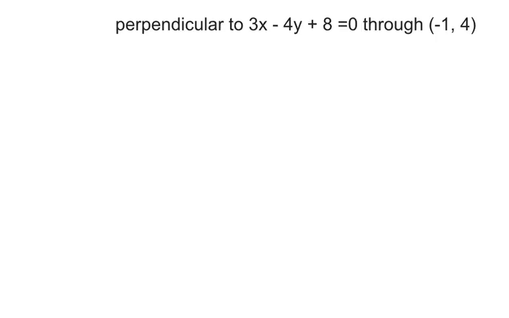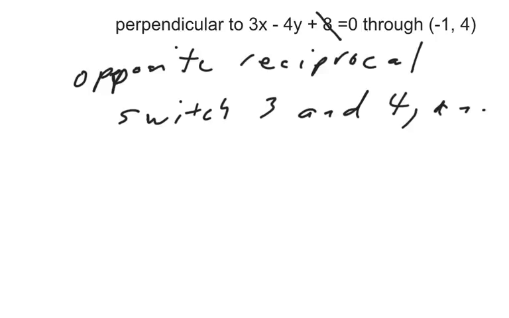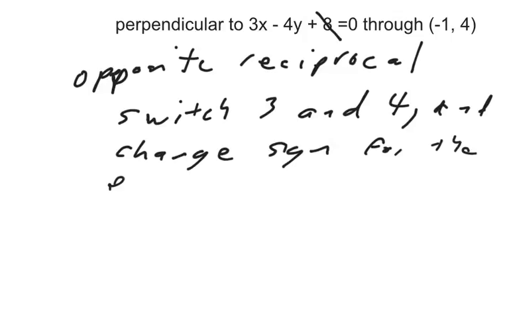Alright, we're going to try another one. This time it's going to be perpendicular. Well, perpendicular is going to be opposite reciprocal. So once again, we're going to get rid of the 8. And we're going to switch the 3 and 4 for the reciprocal and change the sign for the opposite.